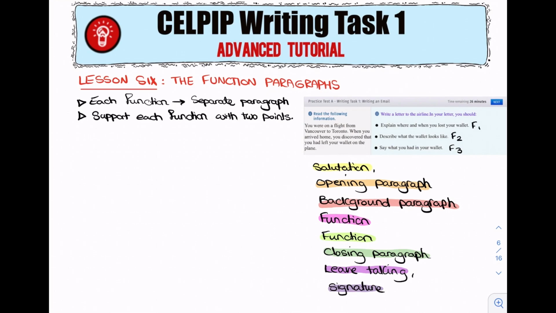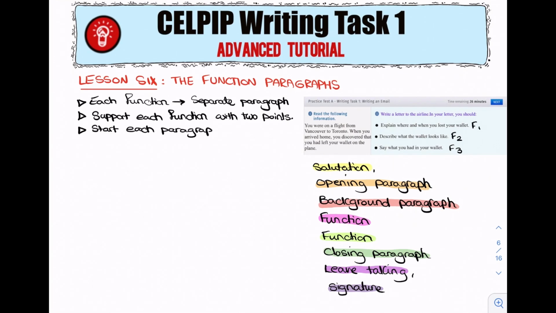Now let's say, for the sake of argument, that I'm going to write a paragraph for the third function, and I'm going to describe what I had in my wallet. So it wouldn't be sufficient for me to say I had $20 in my wallet and just move on to the next paragraph. Obviously, that won't be enough. So I need to describe perhaps 2 or more things. Now, when I say 2 points, it could mean 2 sentences. So you could write 2 sentences for it.